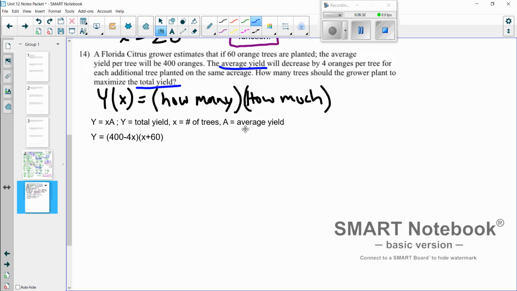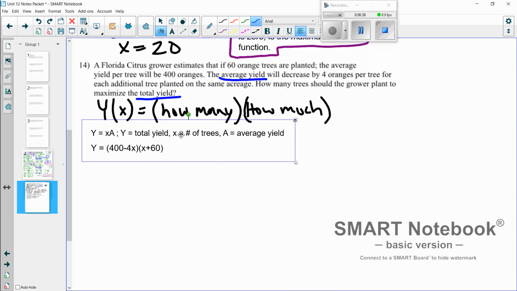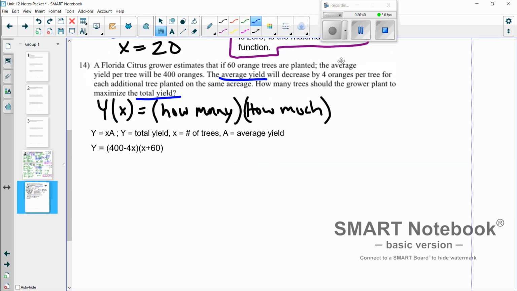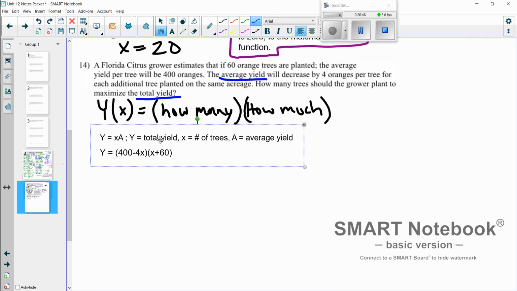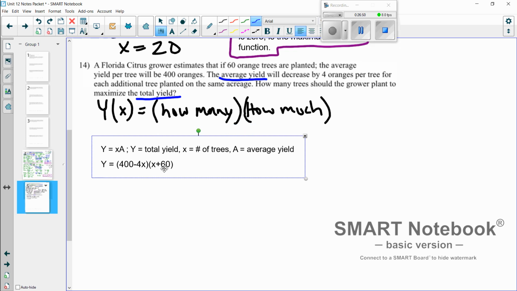A is the average yield. Okay, so again, this part right here, the X and A, is the how many and the how much. So if you want to write something like this, go ahead. You don't have to. But this is kind of formally how I wrote it, and just defining our variables.